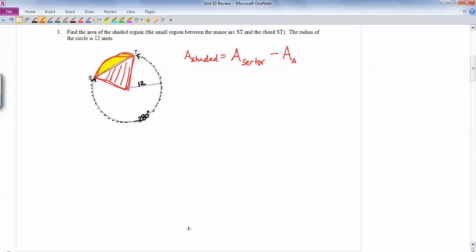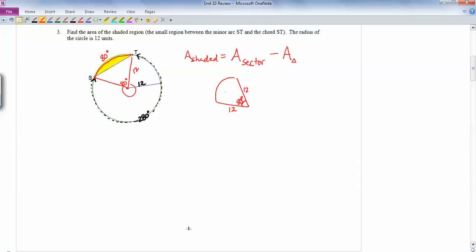Okay, now we already know the radius is 12. So the area of the sector, right, I'll draw it here. So the sector looks like this. We need this angle here, and you know that all the rest of it's 280. So 360 minus 280, the leftover is going to be 80 degrees. So this central angle is 80. The radius we already know is 12.